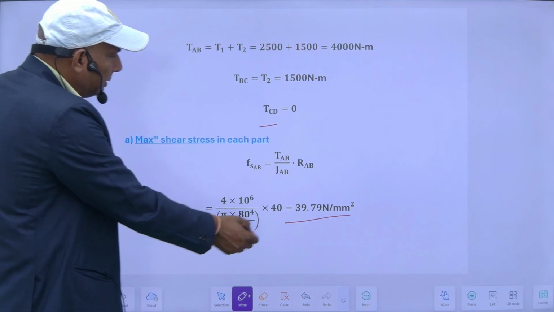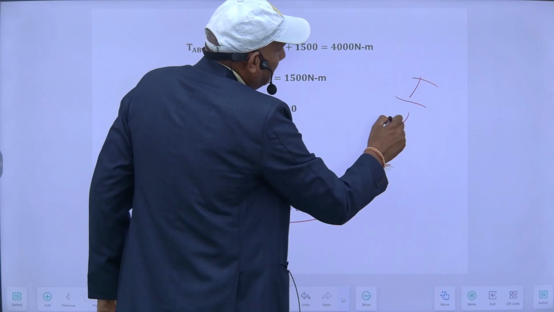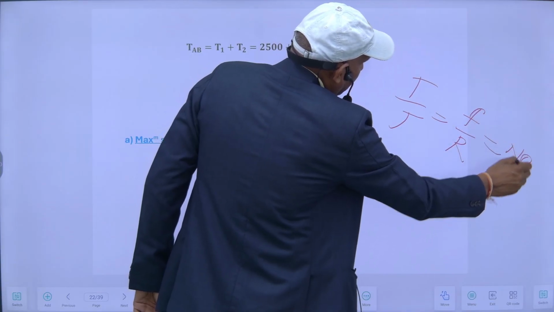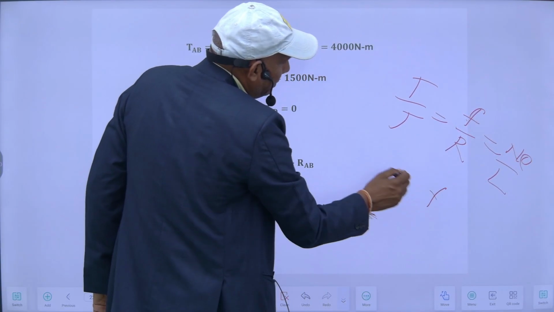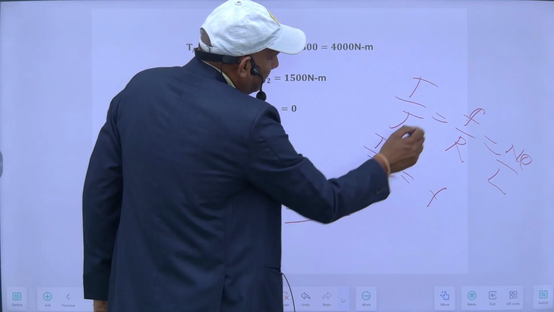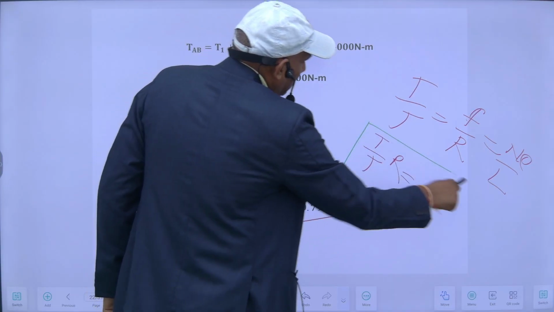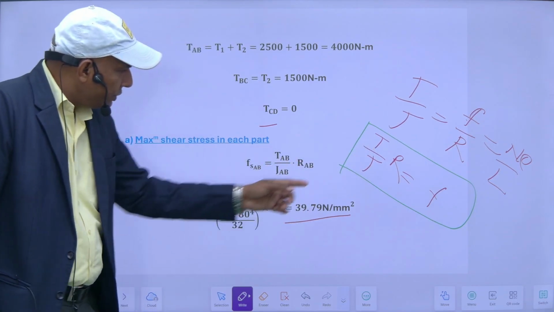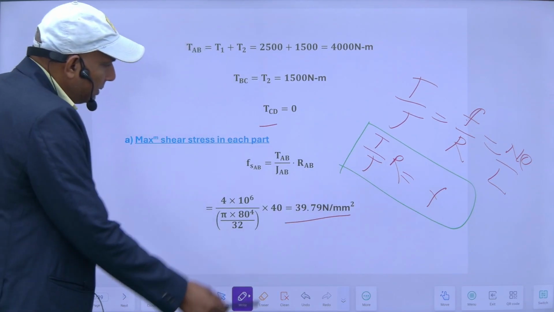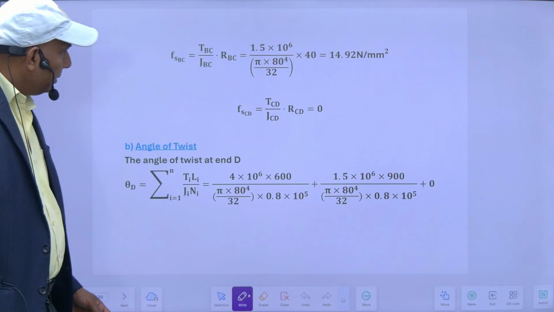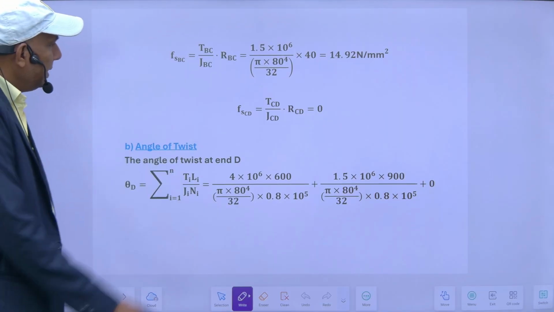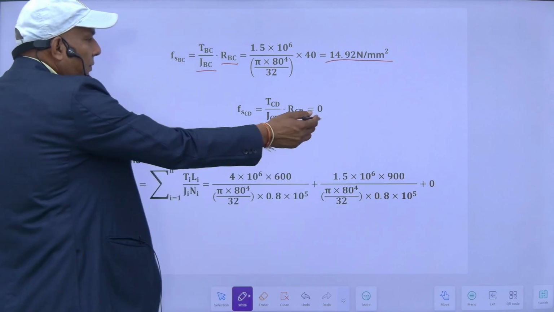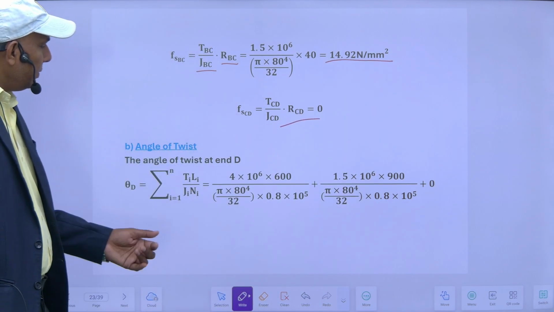So with this formula, T upon J is equal to F upon R is equal to N theta upon L. For finding this, F is equal to T upon J into this R. So this will be the formula for shear stress. I can put T of AB upon J of AB into R of AB with this 39.79, and for the BC portion it will be T of BC upon J of BC into this one. And for the third portion it will be 0, since torque is 0 here.